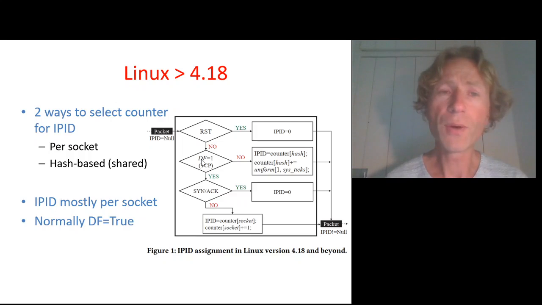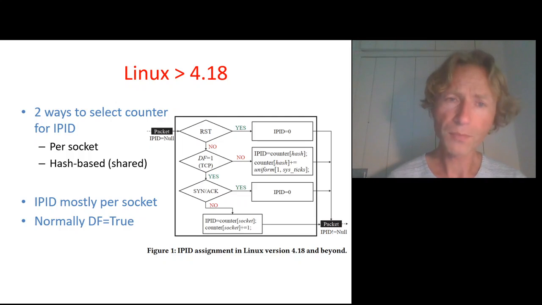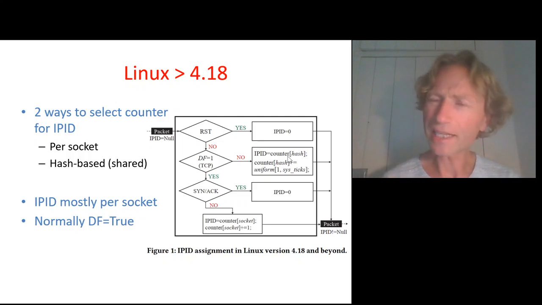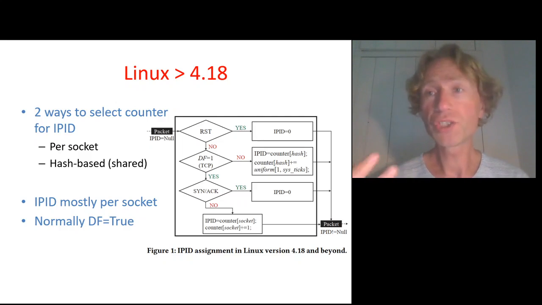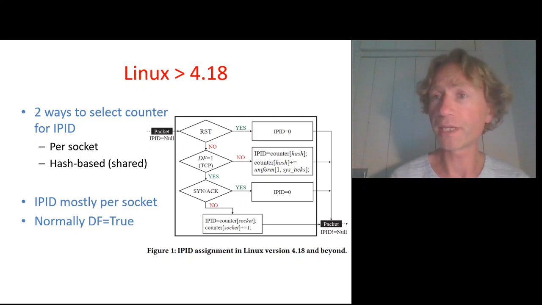Now, if this is not the case, if the DF field is not equal to 1, we will use a slightly less secure counter, which is based on this hash bucket, right? So your hash, and then you actually obtain a counter from a bucket, which is shared. So there's 2048 of them, but in the end, it could be shared.